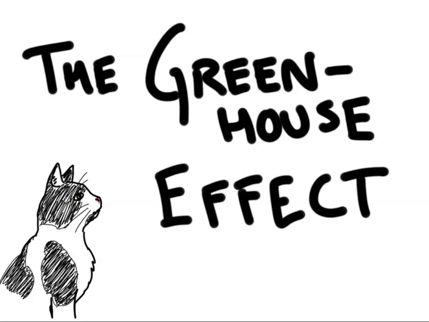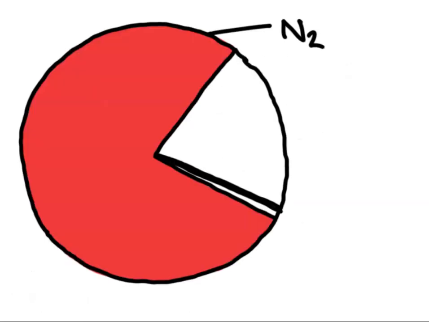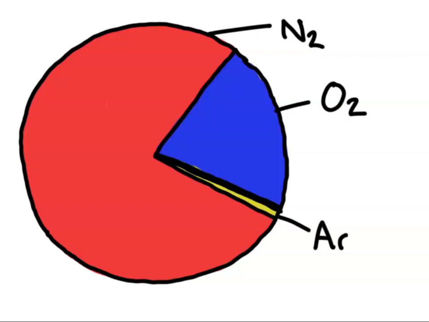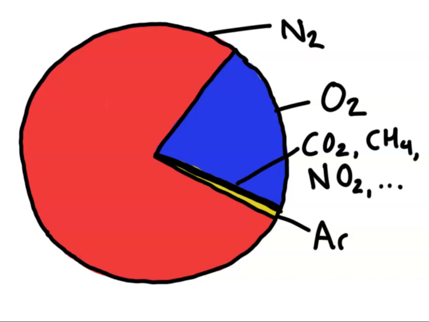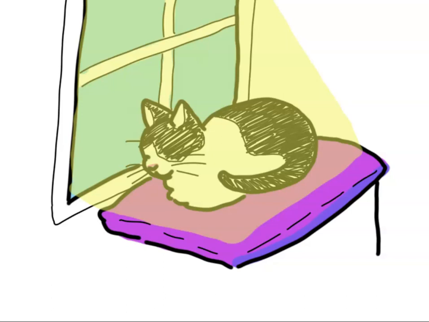Today's topic is the greenhouse effect. We've learned that the largest components of our atmosphere are nitrogen, oxygen, and argon, while greenhouse gases, sometimes abbreviated GHGs, like carbon dioxide, methane, and water vapor, make up only a fraction of a percent. That's a very good thing. If we had less greenhouse gases, we'd all freeze.